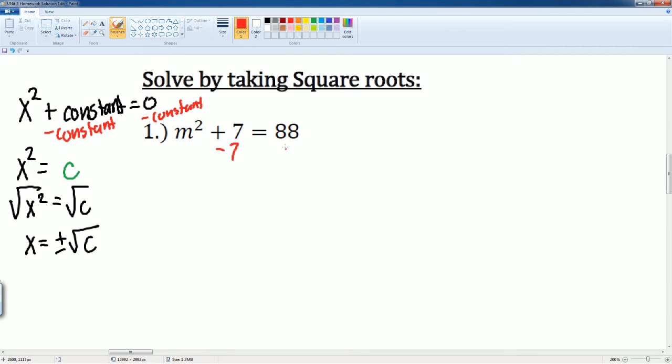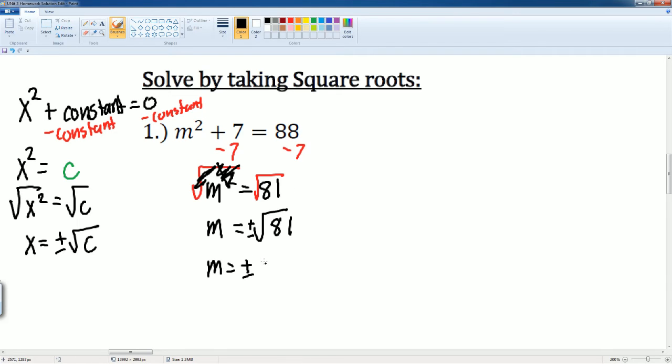So let's subtract 7 to both sides. This now gets us m squared is equal to 81. This is the moment that we square root. Square rooting allows this to cancel, so this goes away, leaving you with m is equal to the square root of 81 plus and minus. But you know what the square root of 81 is. It is really plus and minus 9. There you go. That is your solution. There's technically two solutions, okay? m is equal to positive 9 and m is equal to negative 9. But we write it together as m is equal to plus and minus 9.